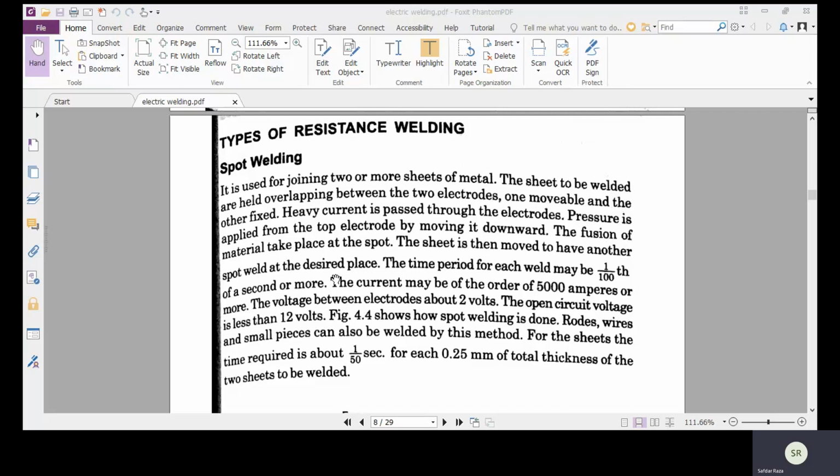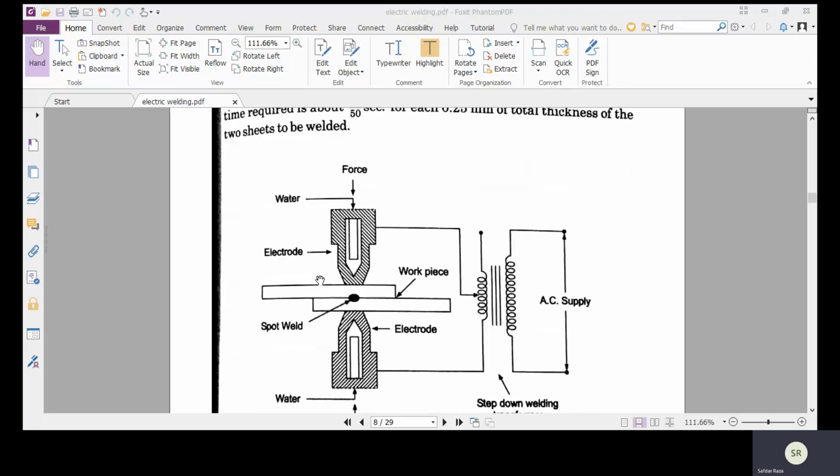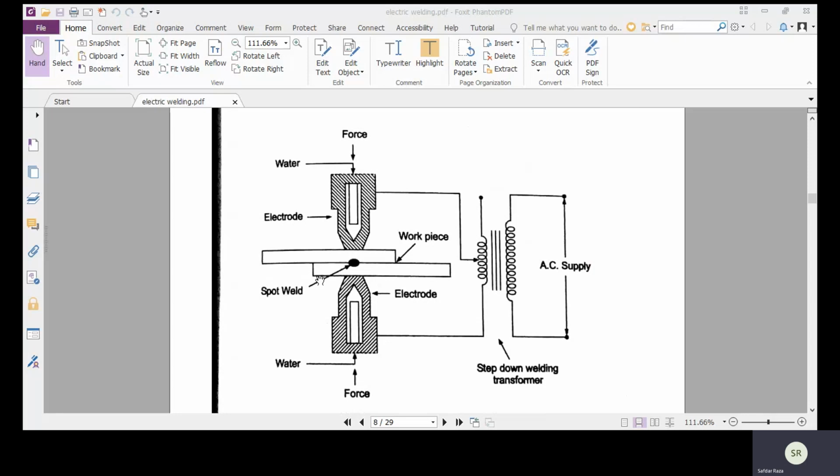The first type which we are going to discuss today is spot welding. Spot welding is used to join two or more sheets of metal. The sheets to be welded are held overlapping between two electrodes, one movable and the other fixed. Before we go into detail, see the figure.